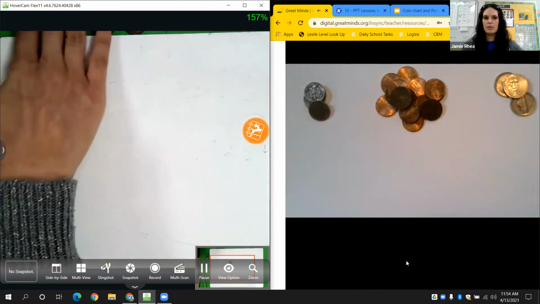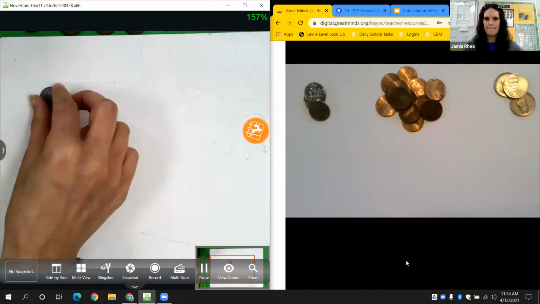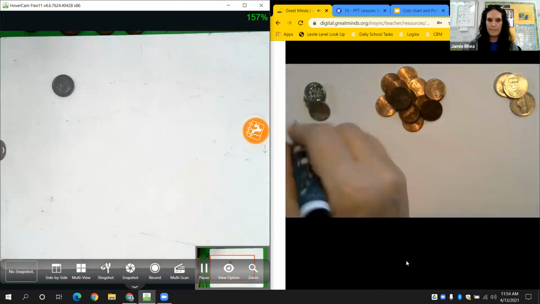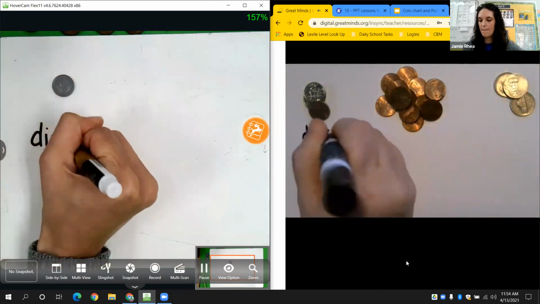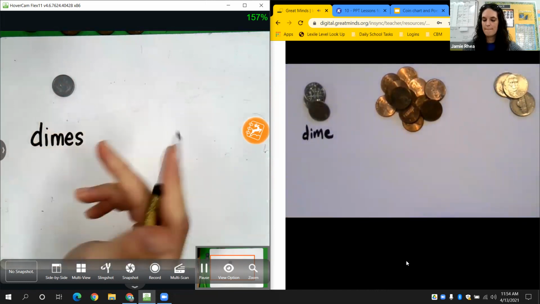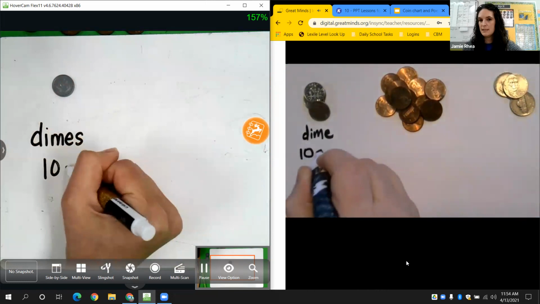I've already got mine separated. Let's write the name of each coin and its value under each pile. Let's start with dimes. That's right, dimes. And they are worth how much? A dime is worth 10 cents.